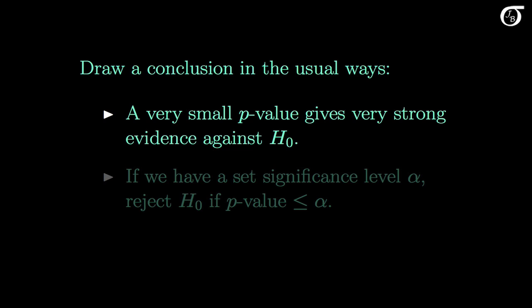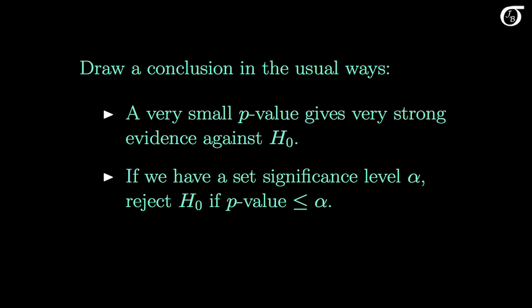A very small p-value gives very strong evidence against the null hypothesis and in favor of the alternative hypothesis. And if we are carrying out the test at a set significance level alpha, we can reject the null hypothesis in favor of the alternative hypothesis if the p-value is less than or equal to alpha. We could also say that the evidence against the null hypothesis is statistically significant if the p-value is less than or equal to alpha.